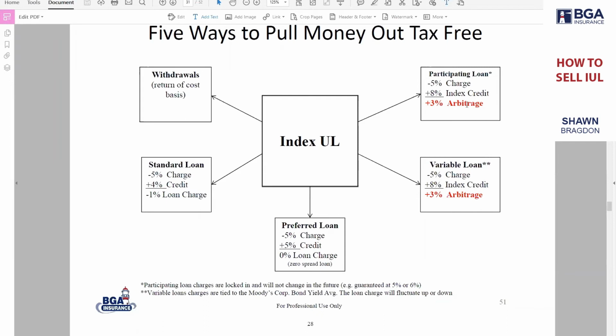Now, of course, the downside on that type of participating loan is if the market tanks, you're going to have a negative 5% loan charge on a percentage of the money you have in your policy. And of course, a participating loan increases the risk to your client, but I often say risk compared to what? You know, I lost 35% of what was in my 401k plan in 2008. The worst case scenario with a participating loan, you're going to have a 5% loan charge on just a percentage of the money you have in there. And you also have the ability with most of these products to switch between a zero spread loan and a participating loan every year.